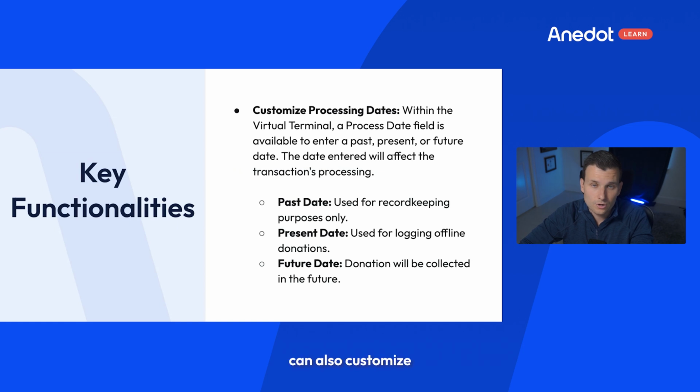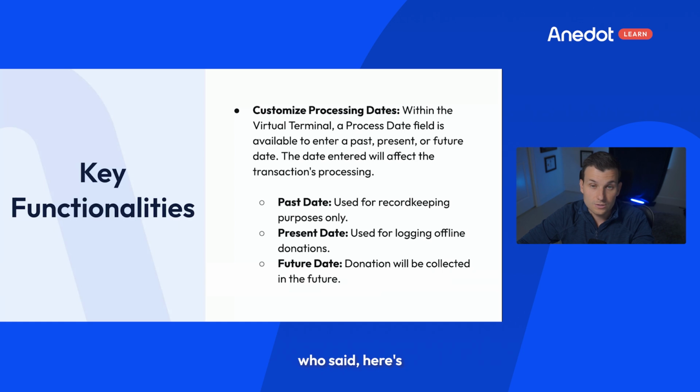With Virtual Terminal, you can also customize the processing date, which is really useful. You can type in a process date field, which could set it in the past, the present, or the future. For the past, you can log former credit card donations, check donations, in-kind donations, cash donations. It allows you to log things in the past. The present is just like processing on a public form, it'll log a donation as it's happening right now and process it right away.